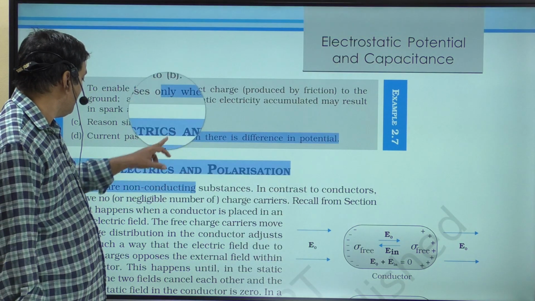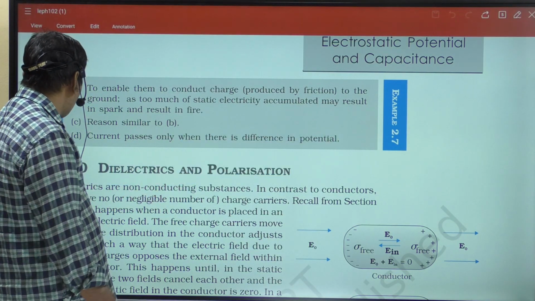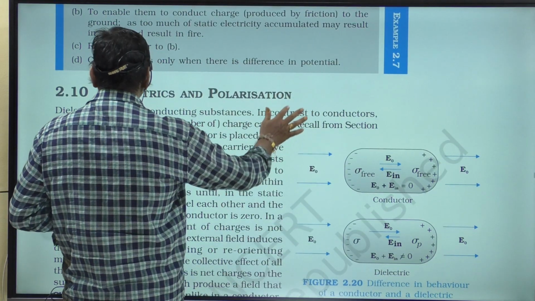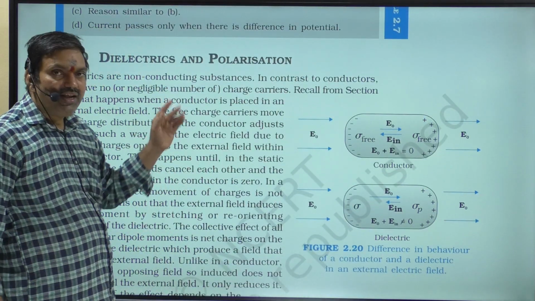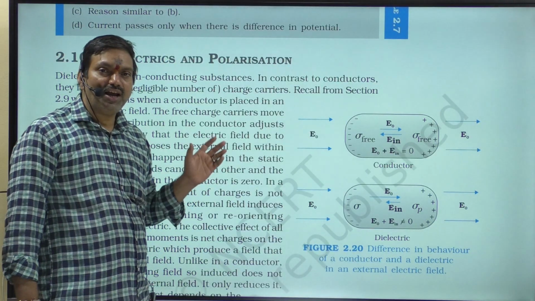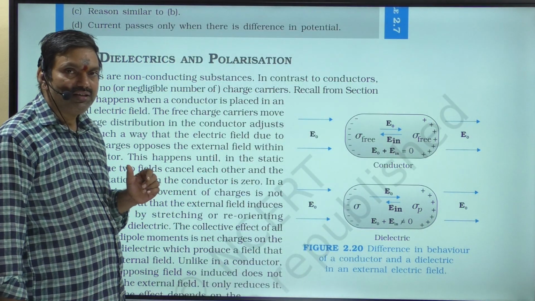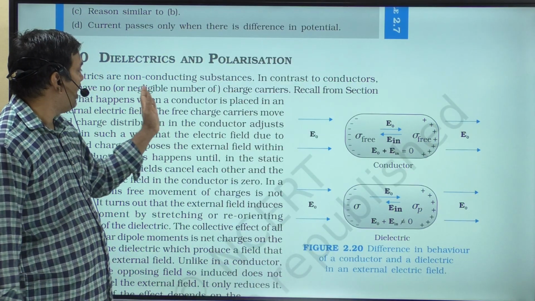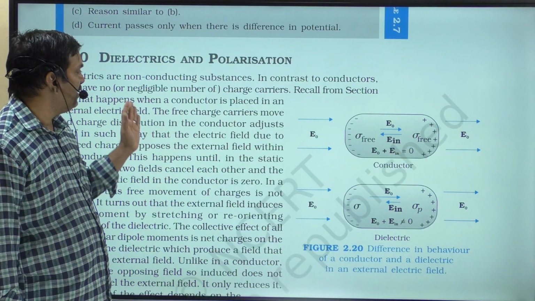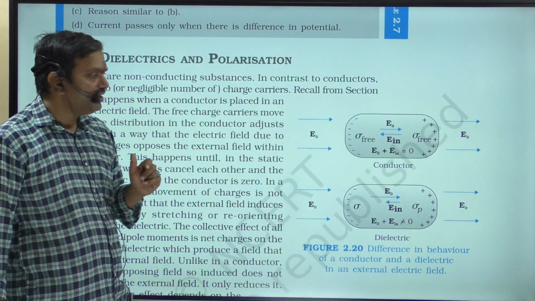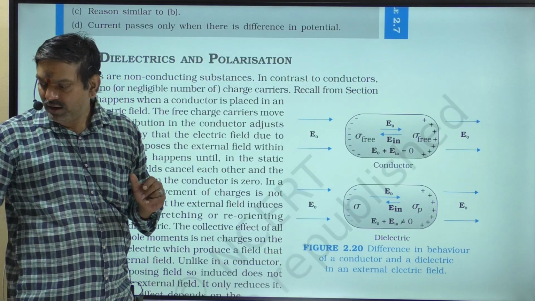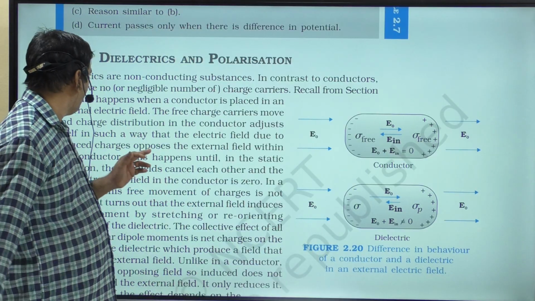As you see here, let me just give you a brief on this polarization part and dielectrics. As you know, dielectrics are non-conducting substances, they are actually insulators, right? Unlike metals, they are not good conductors of electricity. In contrast to conductors, they have a negligible number of charge carriers. Fine. That is how a dielectric is constituted.